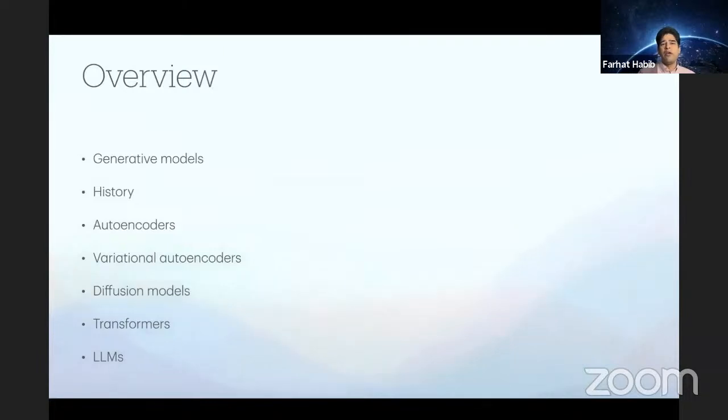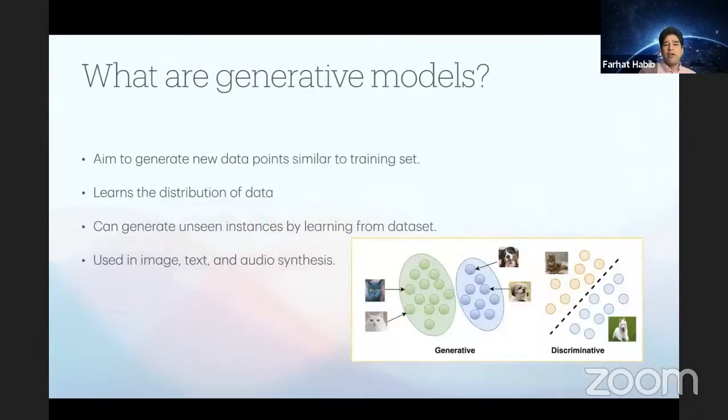So let us see how generative AI works and how generative AI models or generative models in general work. And I'll try to take a somewhat less math intensive view of these processes. So to give an overview of my talk, we'll talk about generative models, a little bit of history of these models, and we'll then talk about autoencoders, diffusion models as they developed in time, finally ending with transformers and large language models.